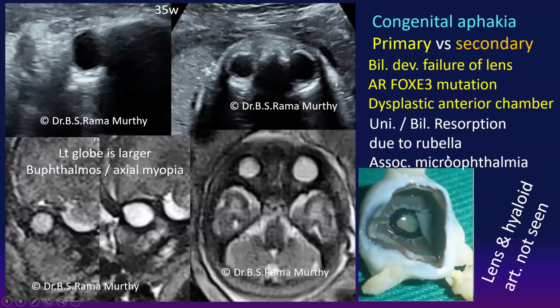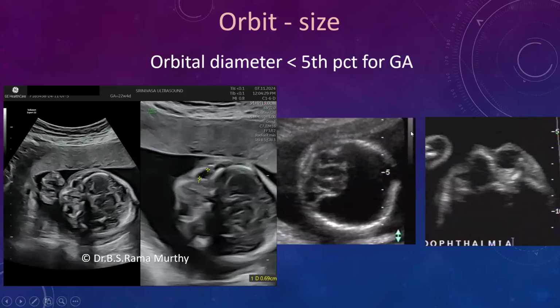and that's the abortal specimen showing you that there's no lens in the orbit. Coming to the size, the first most common abnormality we face is microphthalmia, and it can be so small that it can sometimes also be anophthalmic.